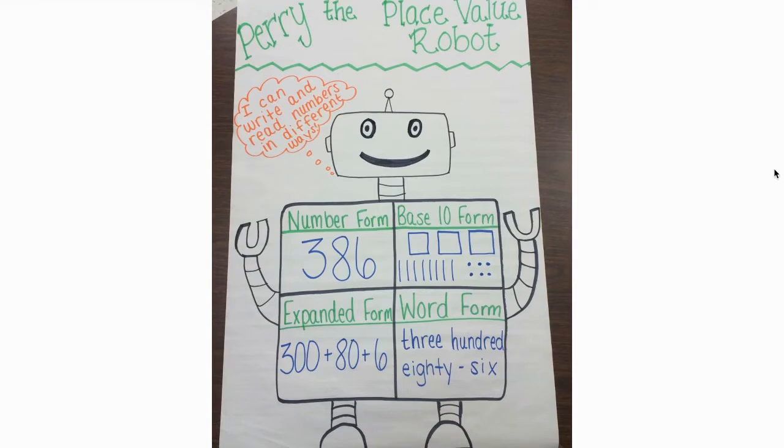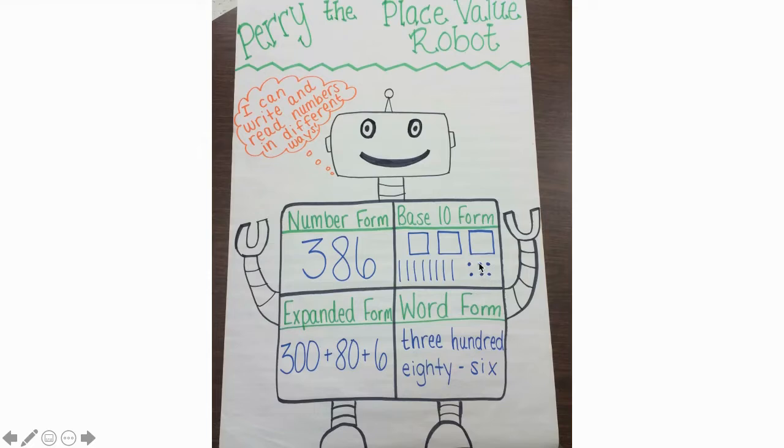All right, so who remembers our little place value robot, Perry the place value robot? All right, so we are going to be reading and writing numbers in different ways. So some ways that we've done before are our number form. This is your standard form, okay? This is the way that you write numbers normally, okay? Right here. Then we can take that number and write it in base 10 blocks form, okay? So base 10 form. You can create the 300s, the 8 tens, and the 6 ones.